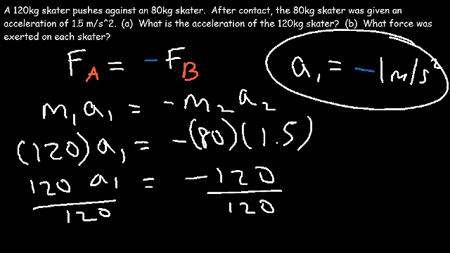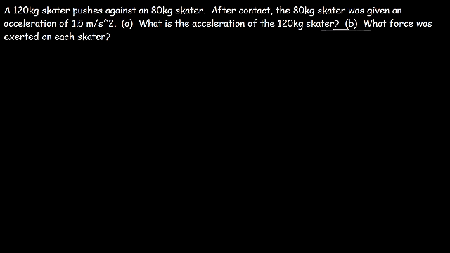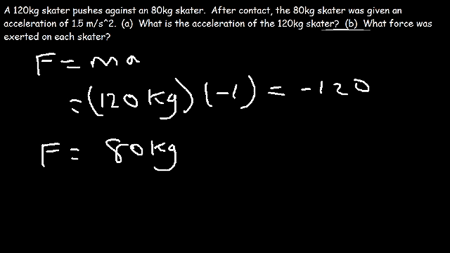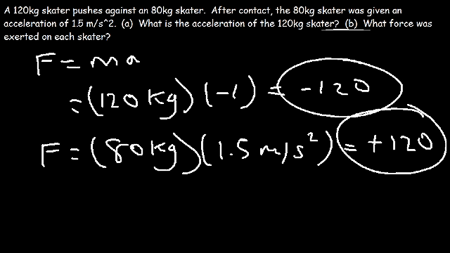Now, what force was exerted on each skater? To calculate the force is simply F is equal to ma. So we can multiply the mass of the 120 kilogram skater by -1. That will give us a force of -120. Or we could take the mass of the 80 kilogram skater and multiply it by his acceleration of 1.5, which is also 120 but positive. So these two forces, they're equal in magnitude but opposite in direction.